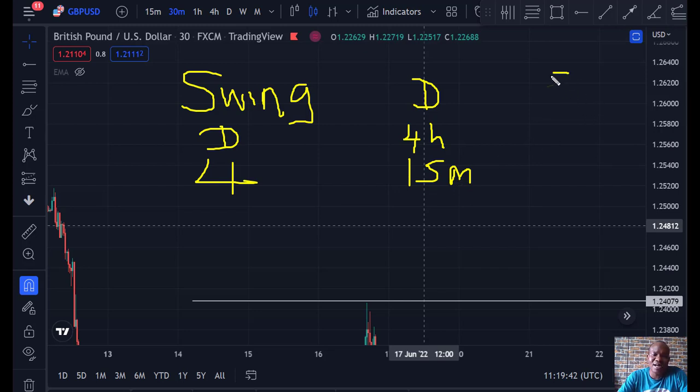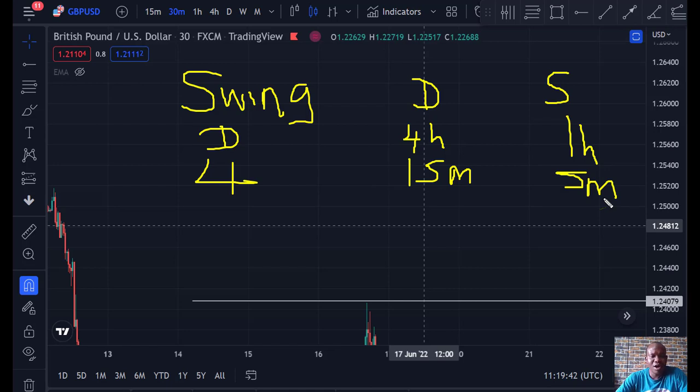Right then, for scalpers, you pay attention to 1 hour and 5 minutes. 1 hour and 5 minutes. 1 minute is crazy, guys. I wouldn't recommend that. 1 hour and 5 minutes.